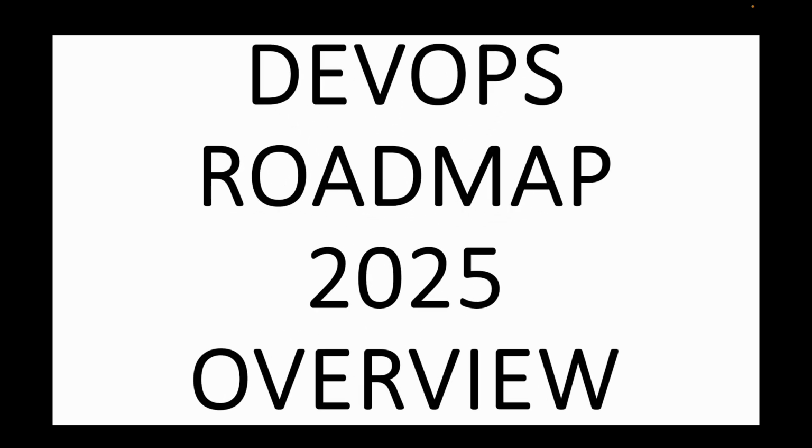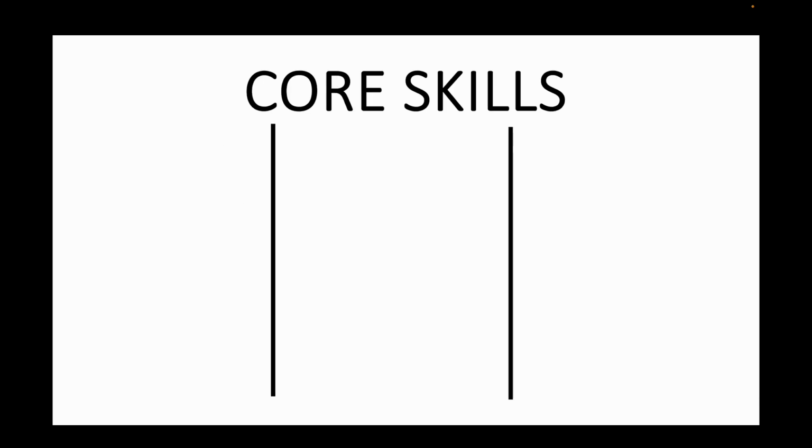Next, let's look at your DevOps Roadmap 2025 overview. So in this section, we will break down the roadmap into key categories, starting from the basics, then going into advanced, followed by specialized areas. So let's go step by step. First, we are going to talk about your core skills. To begin your DevOps journey, you will need to have some core skills that are very important.